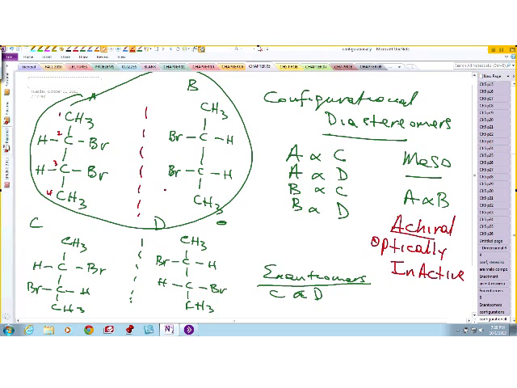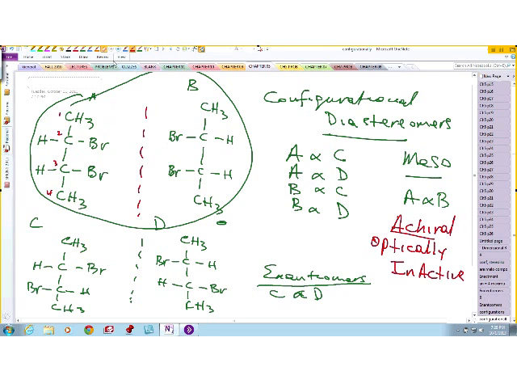It will superimpose on its mirror image. Molecules that will superimpose on their mirror image. Yes. Yeah, the molecule as a whole.